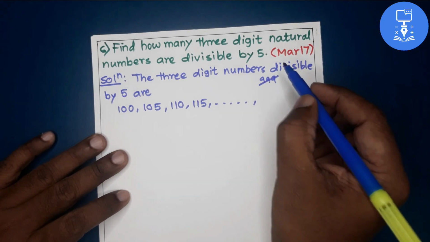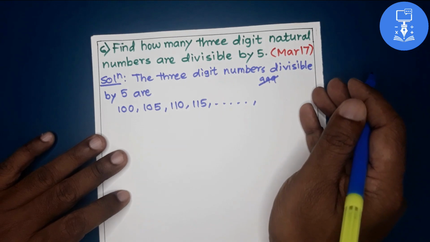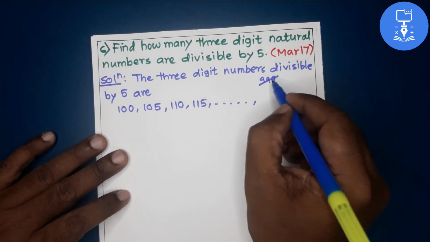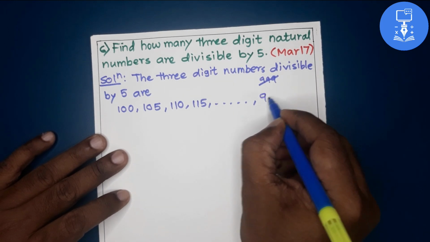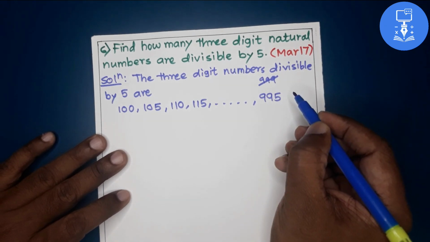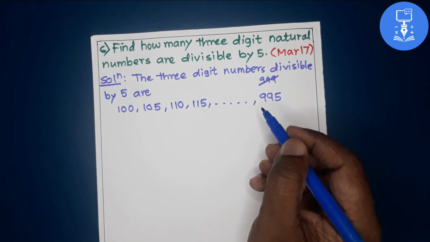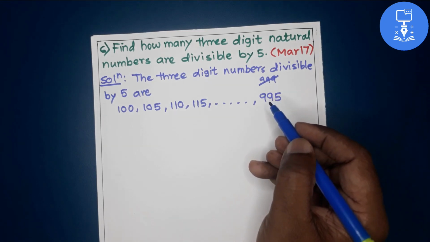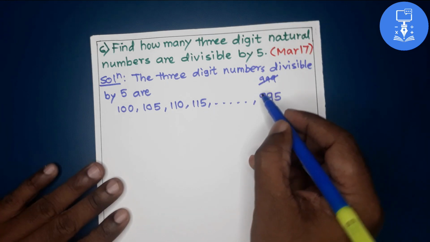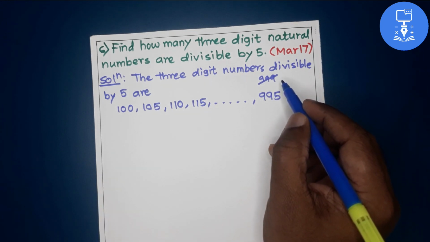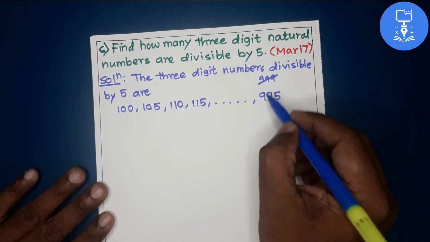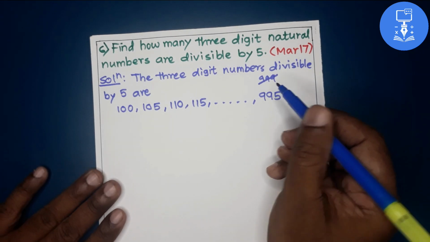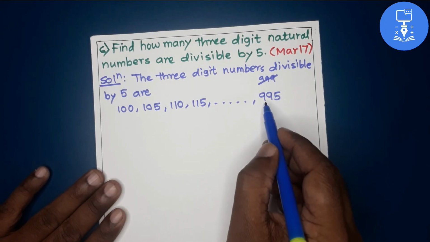If we think, 1000 is divisible by 5, but it is a 4-digit number, so we subtract 5 from 1000, and in this way we get 995. You can also use the test of divisibility of 5 and write 995. That is another method, or you can see that 1000 is divisible by 5, so subtracting 5 we get 995 as the last number. So now we have the first term and the last term.